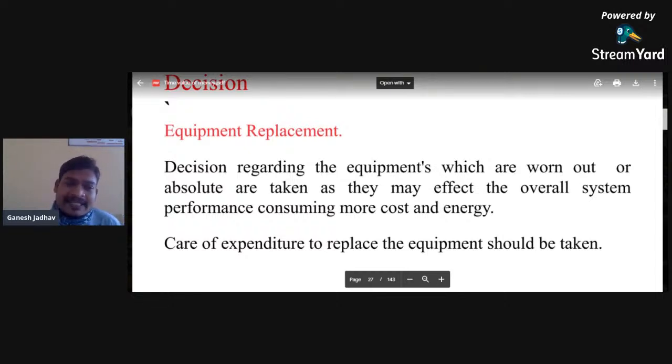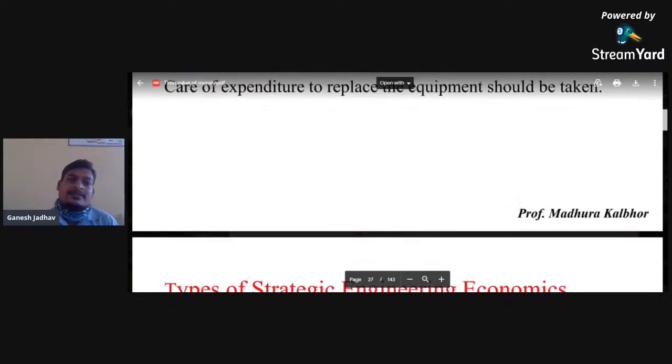So they say that as per the modification, we require the change as per the requirement of our overall system, or to improve the performance of our system. Whenever we use new equipment, the performance of our system is improved, so at that time we require the replacement of the equipment. Another one is that care of the expenditure to replace the equipment should be taken. So this is the strategy of the product also.